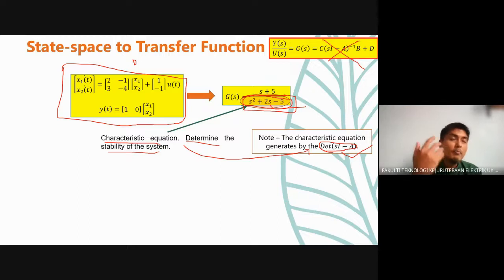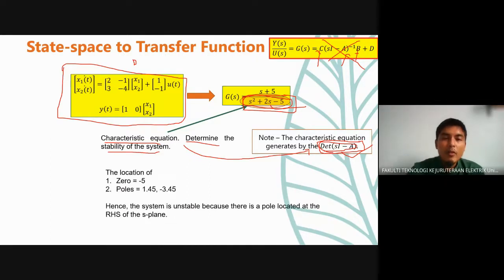According to my previous experience, most of the students waste their time by plugging in everything, C, A, B, and calculating everything just to determine the stability of the system. However, they can straight away use this determinant of sI minus A.